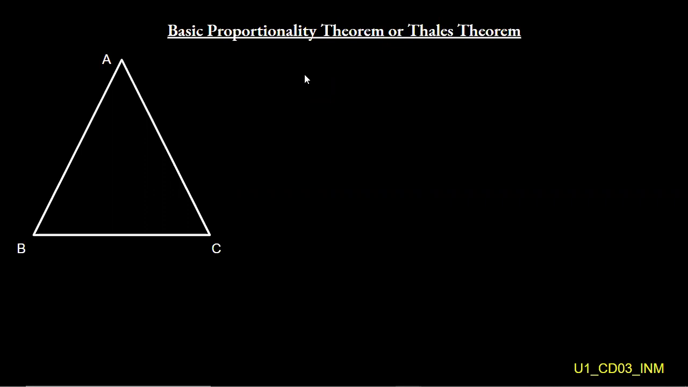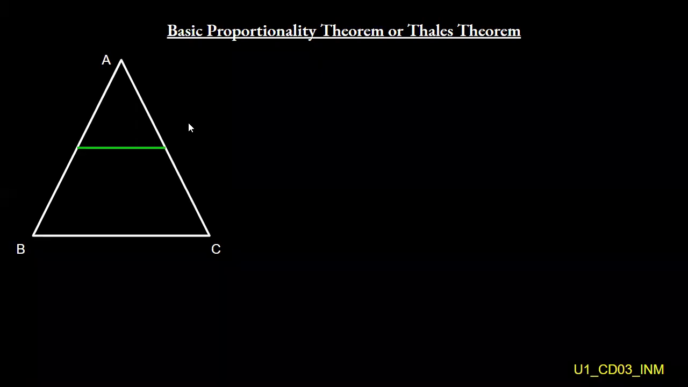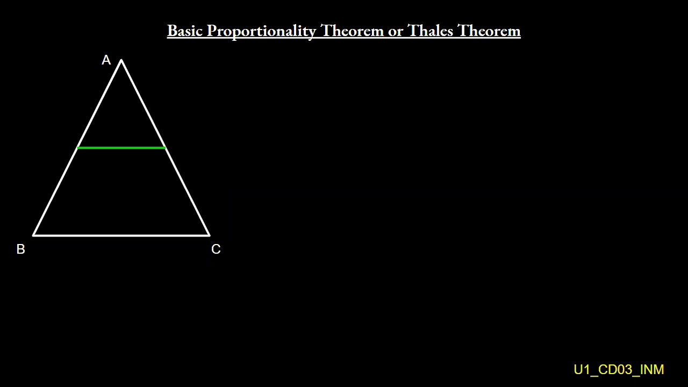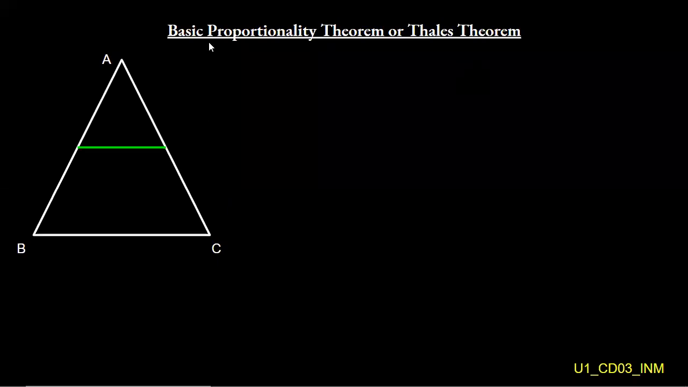As you can see on the screen, there is a triangle and I have named it triangle ABC. Now what this theorem says is, if I make a line parallel to any side in this triangle ABC, so for this particular example I've taken a line. Can you try to guess which side this line is parallel to? Let's name this green line DE. So DE is parallel to, obviously, BC.